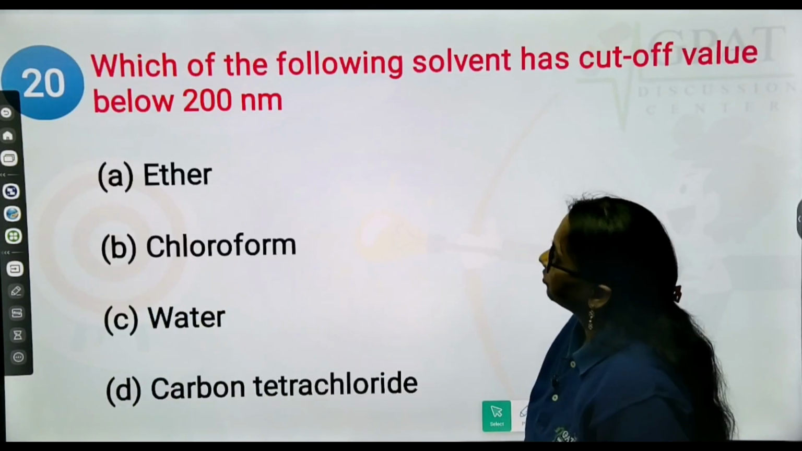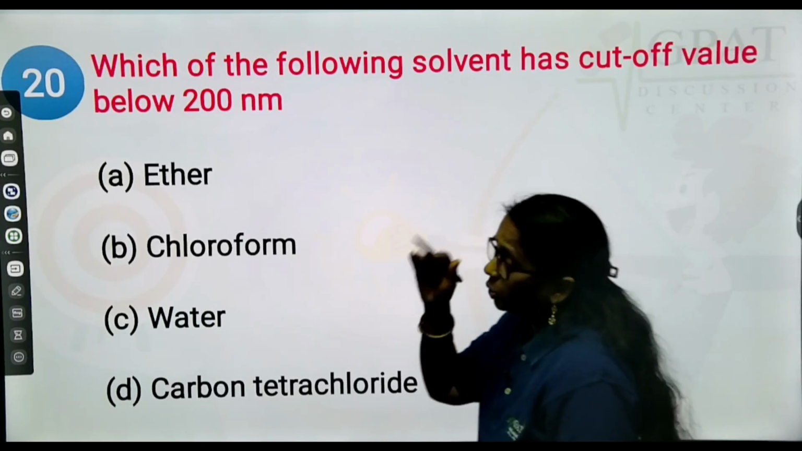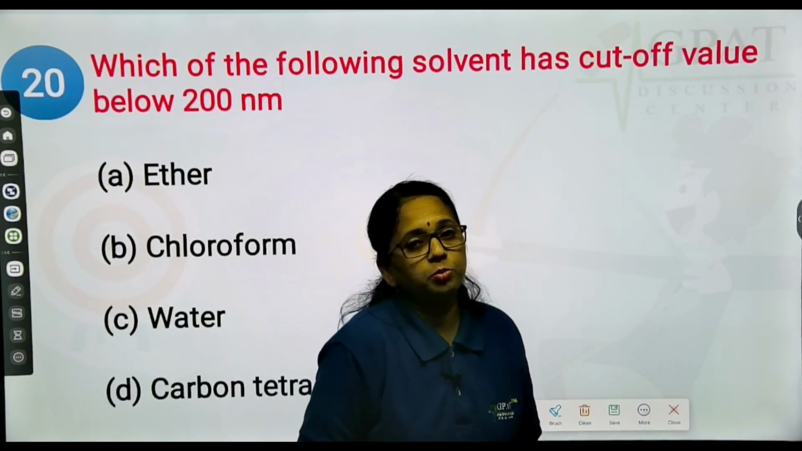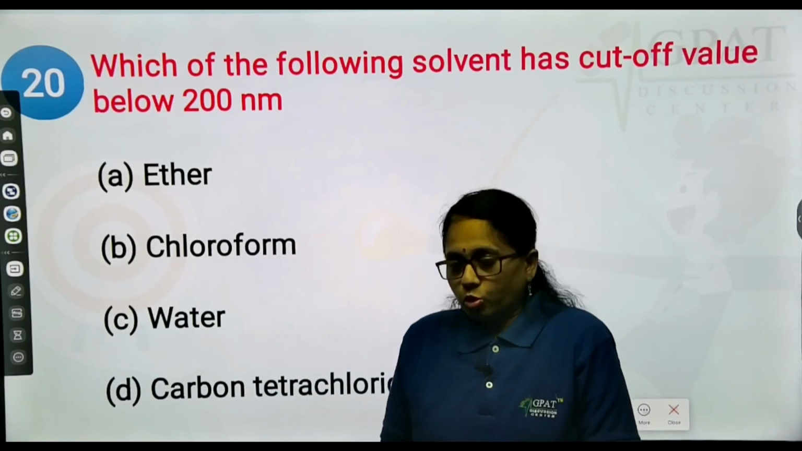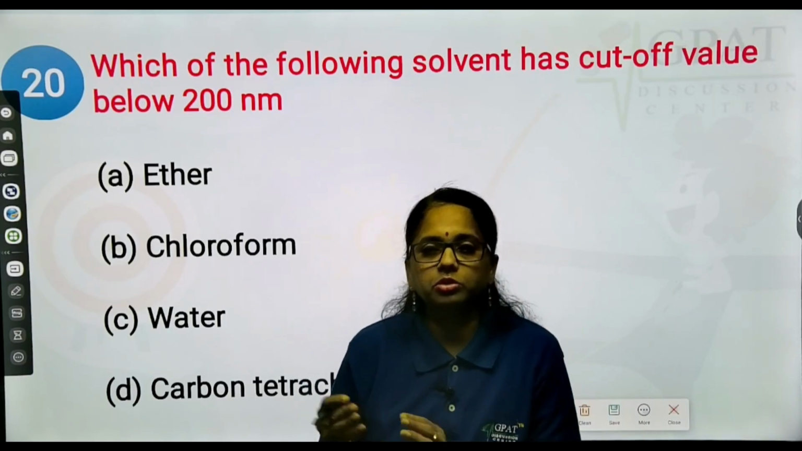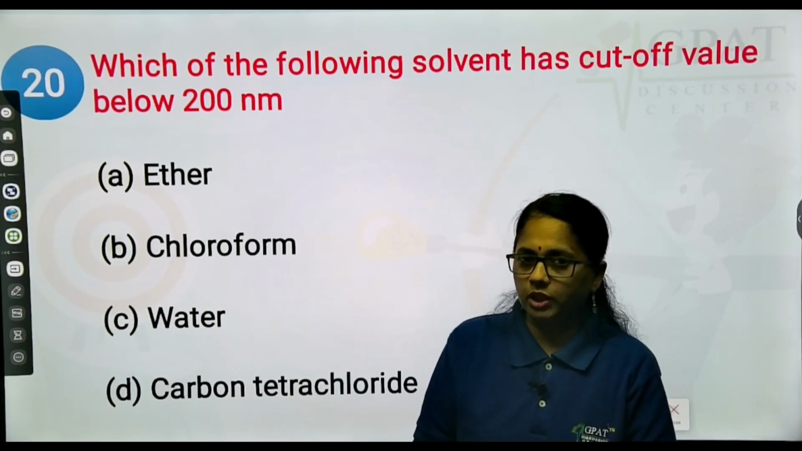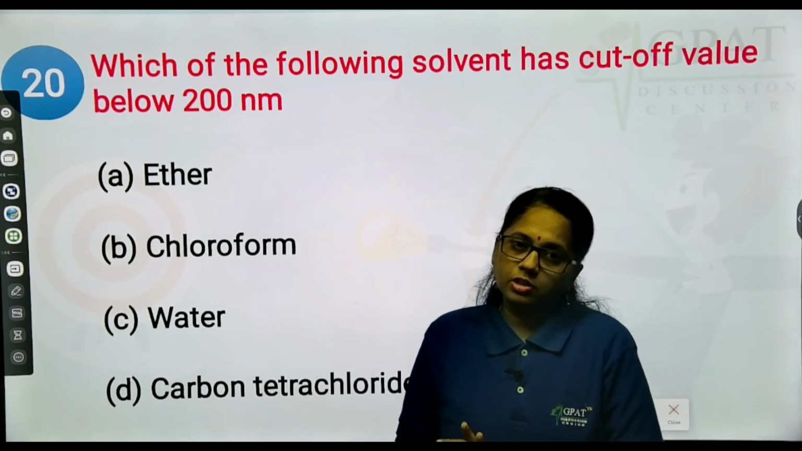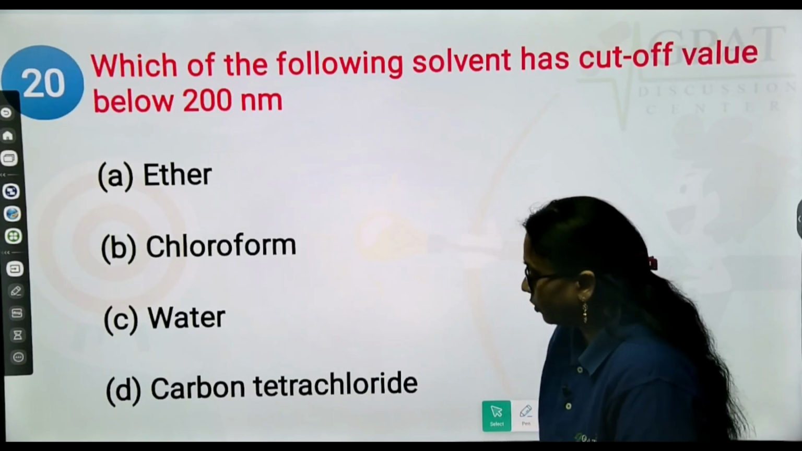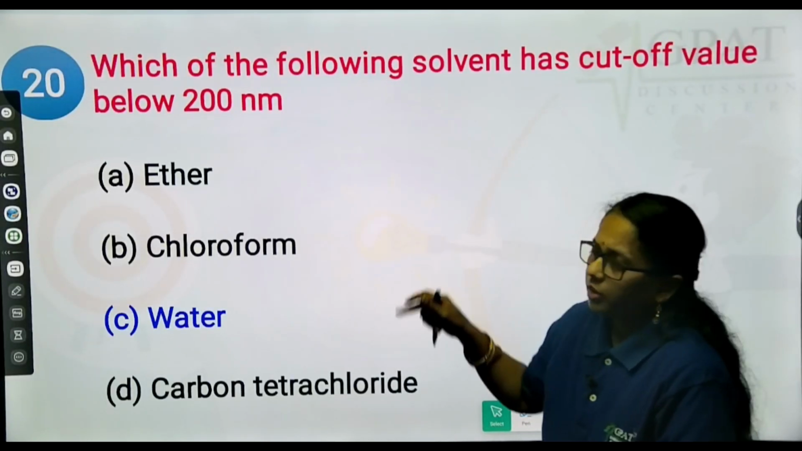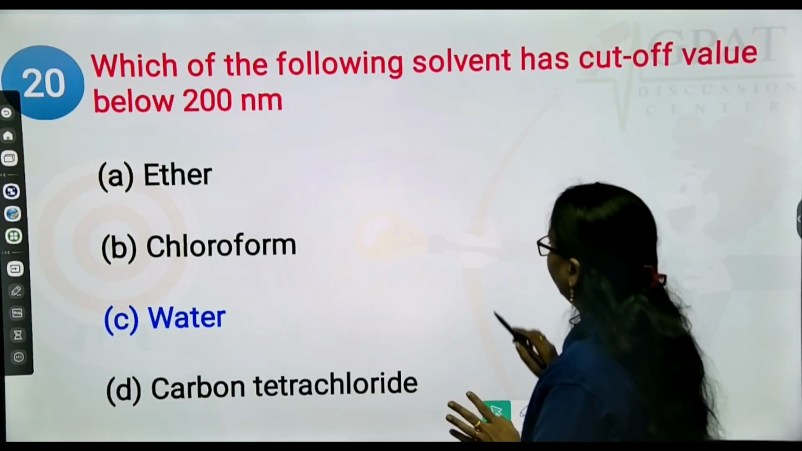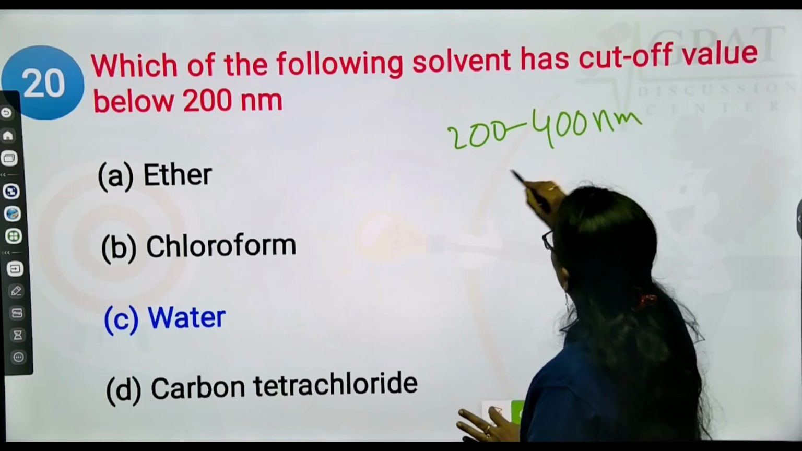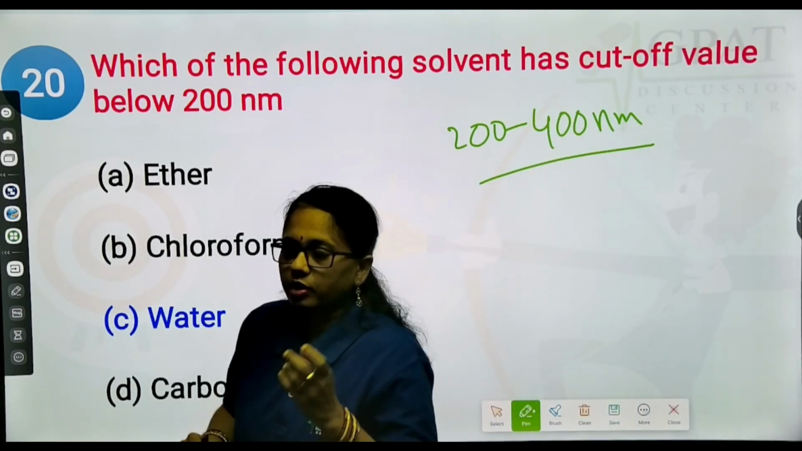Let us move to the last question. Which of the following solvents has a cutoff value below 200? You should be aware of the UV cutoff points to answer this question. Many solvents are used in UV spectroscopy, but not all; very few, 10 to 15 solvents, have a UV cutoff point, like water, chloroform, acetone, carbon tetrachloride, and methanol. Mostly we use the range of 200 to 400 nanometers, where the solvents are mostly water and methanol.